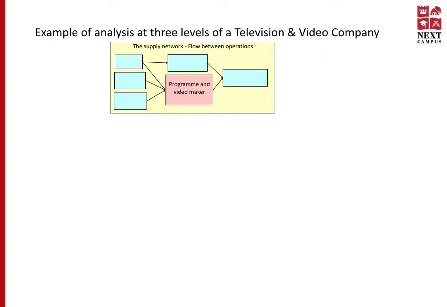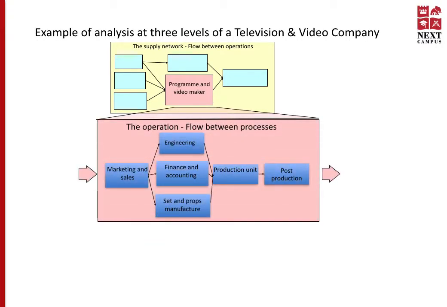Now let us look at an example of an analysis at 3 levels of a television and video company. The supply network level, which shows the flows between operations, is shown in this figure. Let's select one operation in this organization, program and video maker. If you explode this operation into its processes, we would have marketing and sales, engineering, finance and accounting, set and props manufacture, production unit, and post-production.